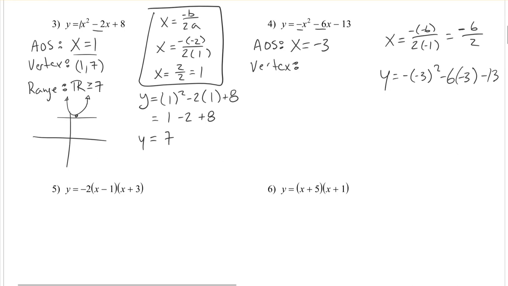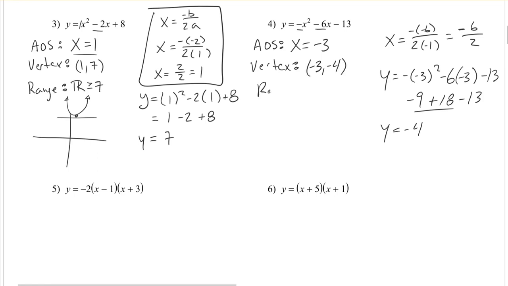Negative 3 squared makes 9, but we still have that negative out in front, so that's negative 9, because it's 9 times negative 1. Negative 6 and negative 3 make positive 18, minus 13. So negative 9 plus 18 makes positive 9. 9 minus 13 makes negative 4. So our vertex is negative 3, negative 4.